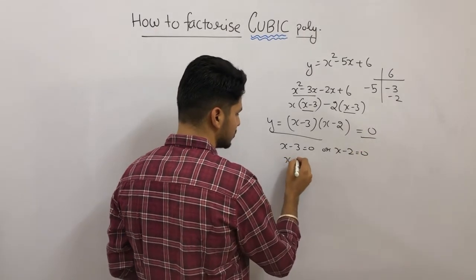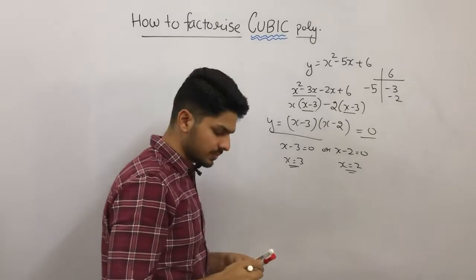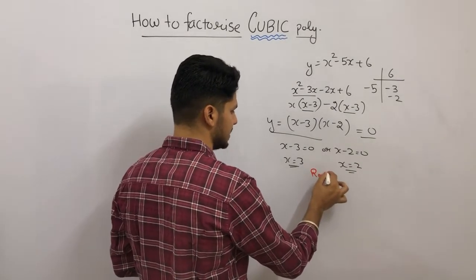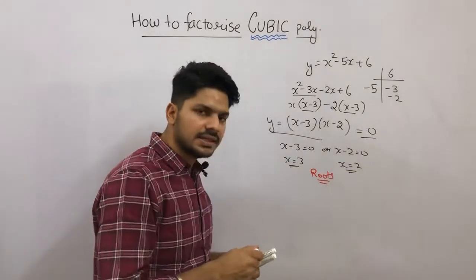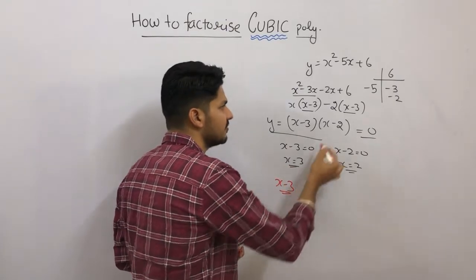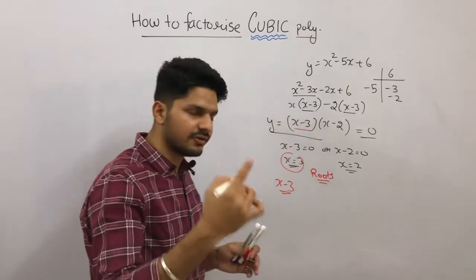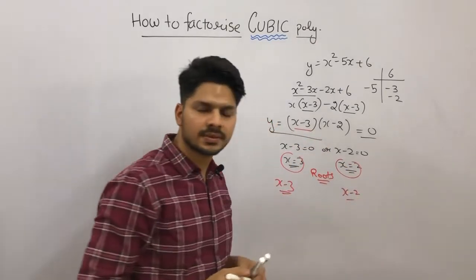It means x equal to 3 is root. It means x equal to 2 is root. So these are roots. What are they? They are roots. So what it means? That if 3 is root, then x minus 3 is factor. If this is root, then x minus 3 is factor. If this is root, then x minus 2 is factor.